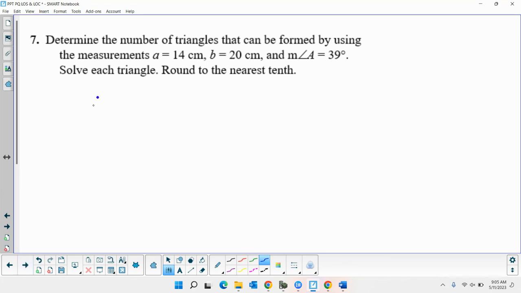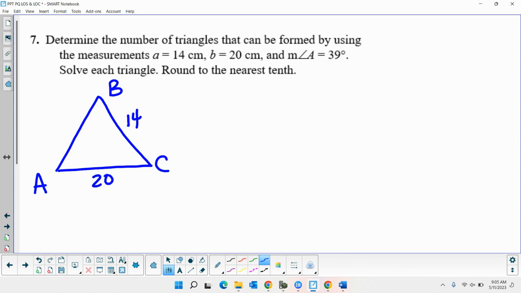All right, so I just draw a quick one. It doesn't matter what it looks like, where A, B, and C are. Just so it's a triangle. Side A is 14, side B is 20, and angle A is 39. Okay, so it's a side angle one. All right. And I can only find B, law of sine.